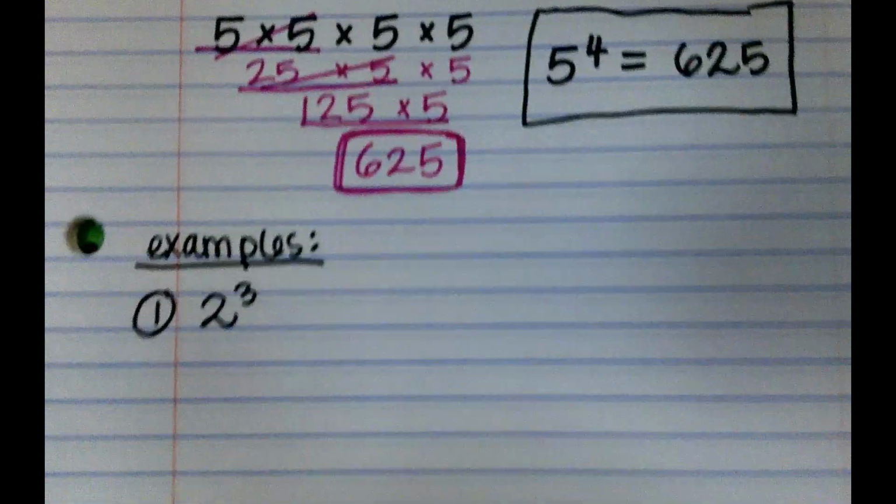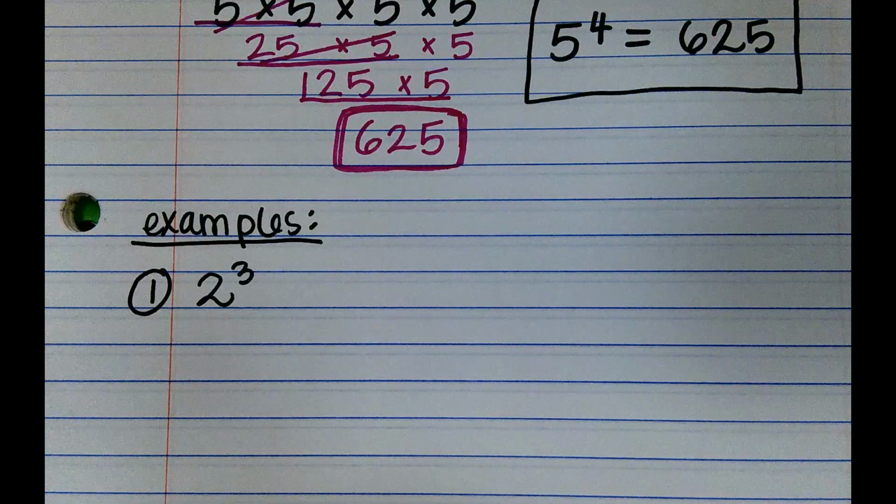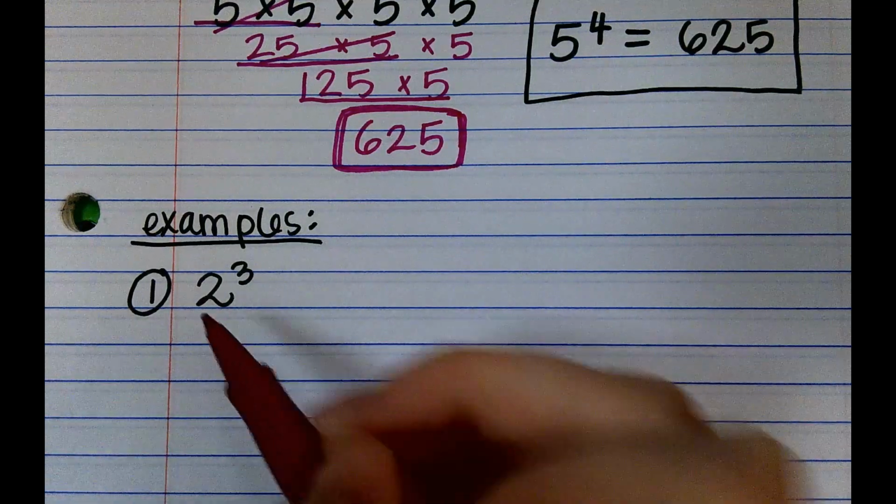2 to the third power. What is my base number? The base number is 2. The base is the number touching the bottom. Base is the bottom.